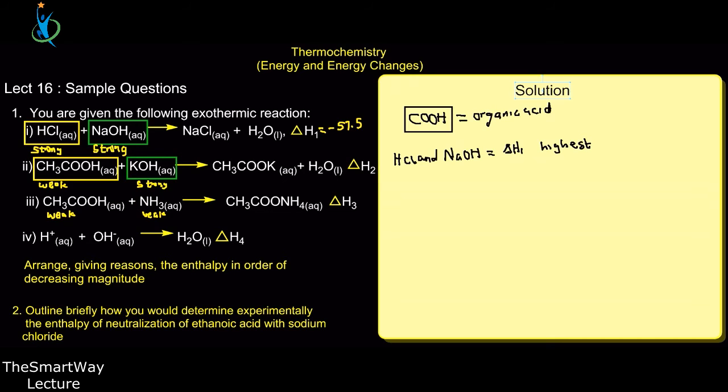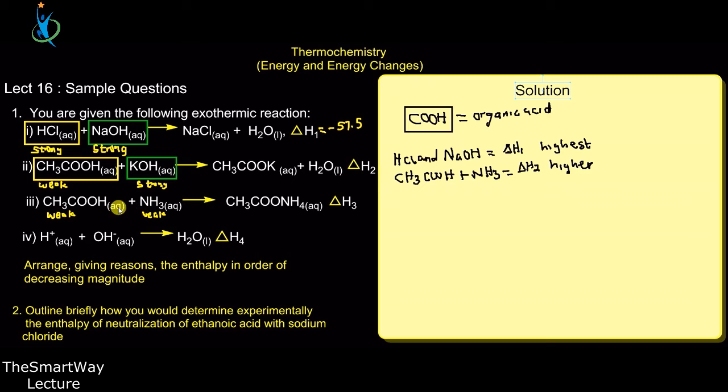So let me write it here. We have this one, plus ammonia. Now that is the evolved enthalpy change, that is H2. And so this will be the next one. So this will be higher.